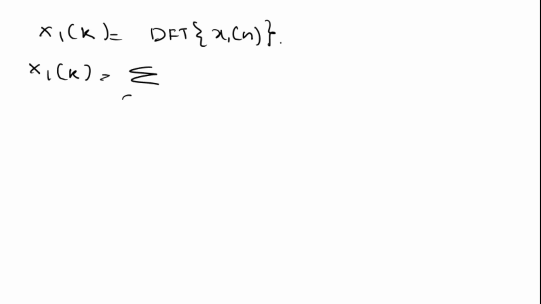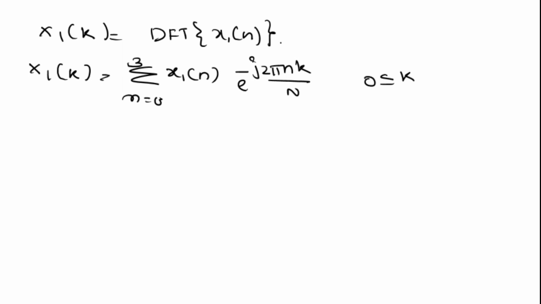where x1 of k is equal to DFT of x1 of n, and x1 of k is equal to summation n is equal to 0 to 3 x1 of n into e power minus j 2 pi nk by n, where k varies between 0 to 3. We can use the matrix method to find the DFT.